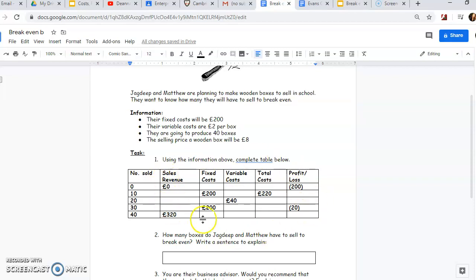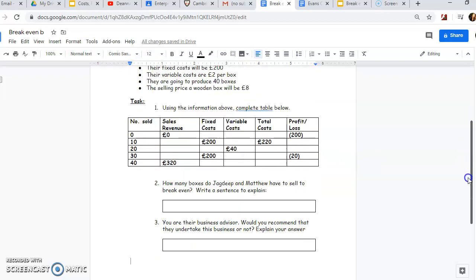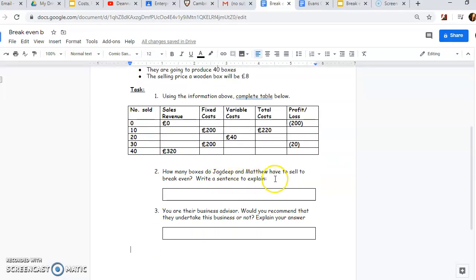Once you have completed the table below, you then need to explain how many boxes they will need to sell to break even. You write that down in a little sentence here. Then question number 3 has to be a bit longer, and you've got to answer in more detail. You are a business advisor that needs to provide information to our two individuals, and you have to recommend whether you think they should undertake this business plan or not, and whether it's convenient for them or they should change strategy.